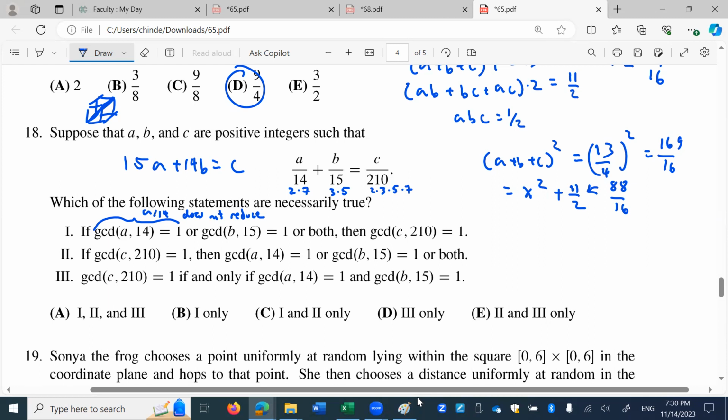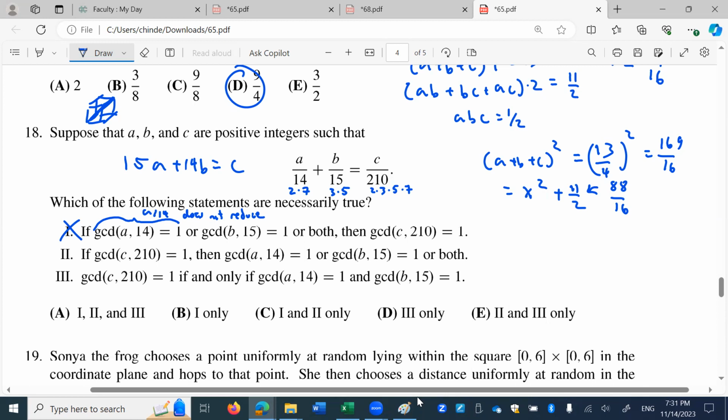And so let's see. What if one of them reduces and the other one doesn't? Like if the first fraction reduces, let's say a is 2, then now we're going to have something over 7 plus something over 15. That's going to be something over 105. So c over 210 will always reduce. So if one of the fractions on the left reduces, then the fraction on the right also reduces. So 1 is false.